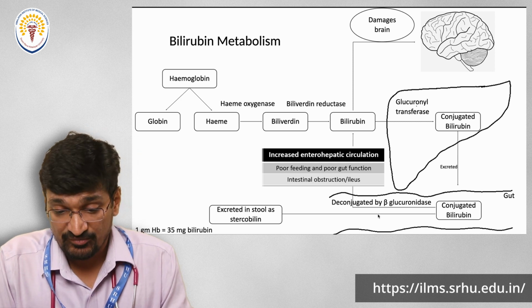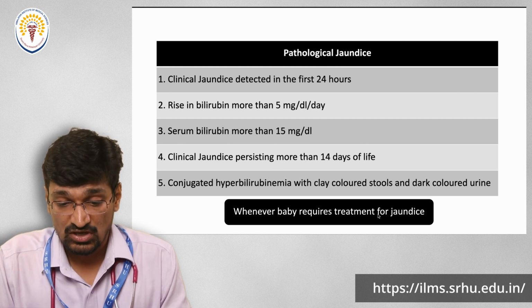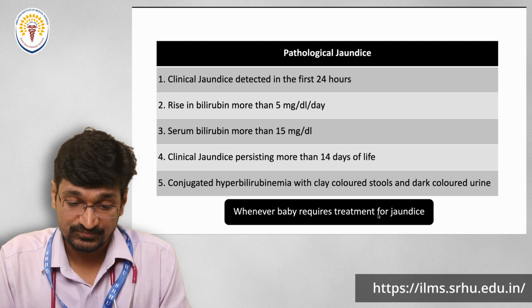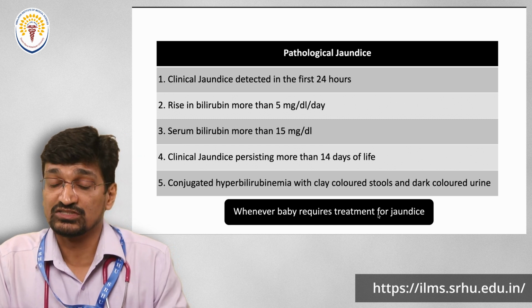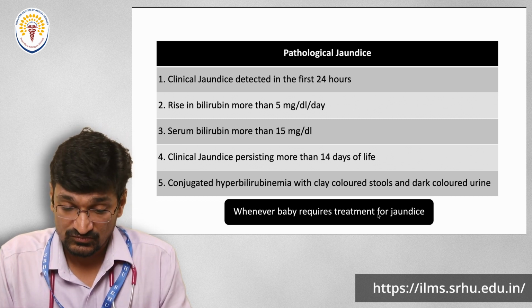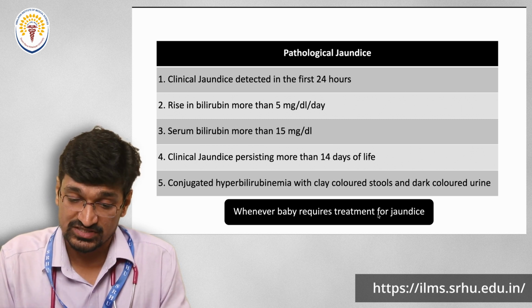As I said, a baby might have physiological jaundice or pathological jaundice. So, how to differentiate between the two? Well, these are the factors when present indicate pathological jaundice. Also, whenever a baby requires treatment for any jaundice, it implies it is pathological.